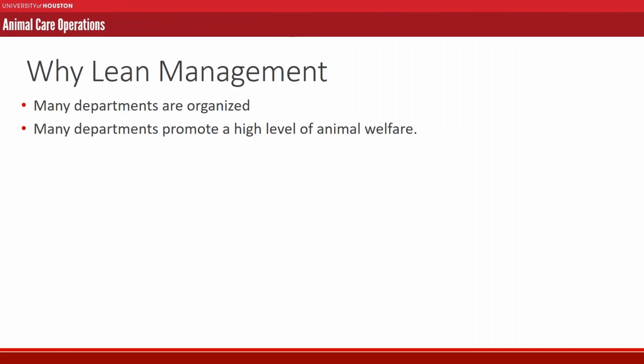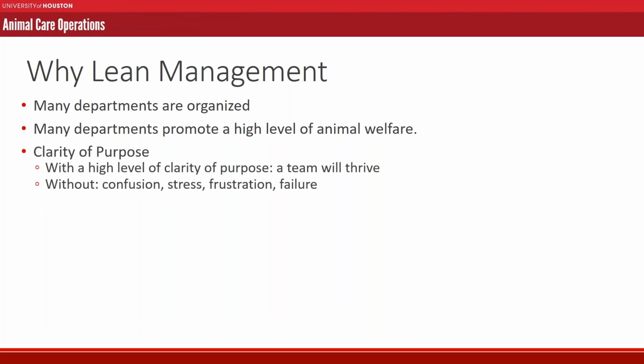But why do you want to do Lean management? Many departments are organized, and many departments promote a high level of animal welfare. And simply put, why would you ever want to change that? Well, the answer really comes from clarity of purpose. With a high level of clarity of purpose, a team will thrive. And that's well known. That's been discussed with many types of management systems.